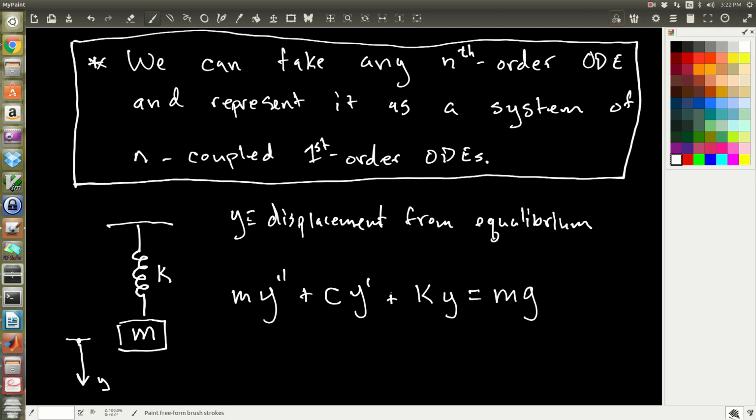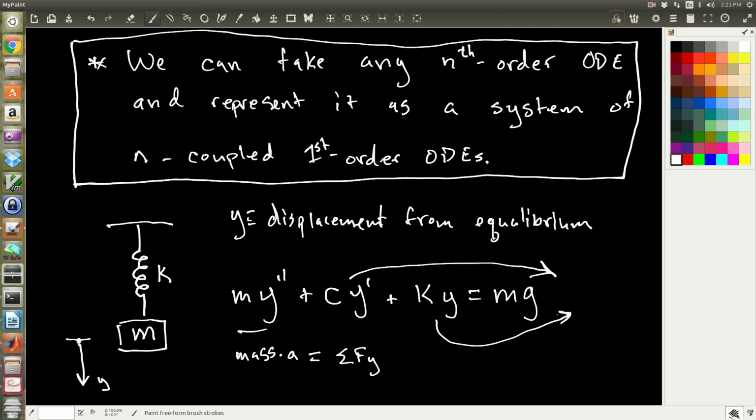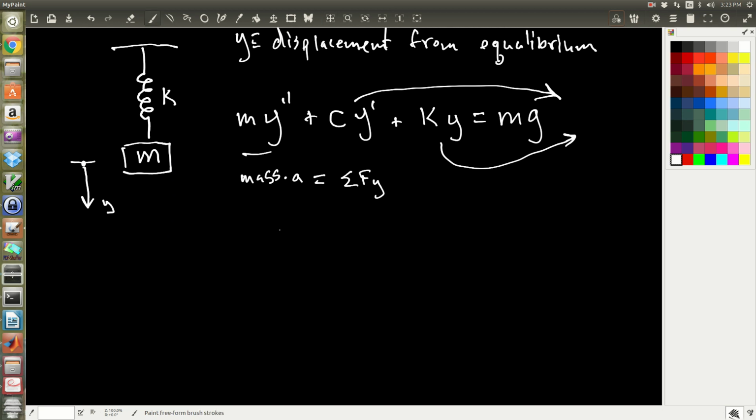You can look at this. This is Newton's second law, or this is just saying mass times acceleration. Mass times acceleration is equal to the sum of the forces in the y direction. So actually, I should write these terms on the other side. Let's write this differential equation in terms of the acceleration. So divide everything by the mass.